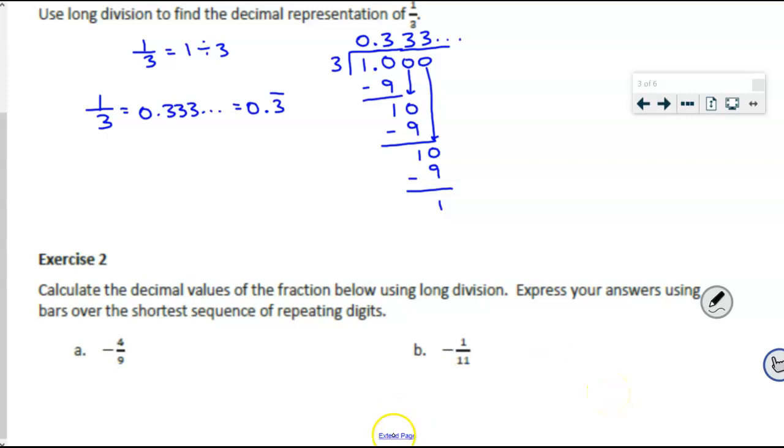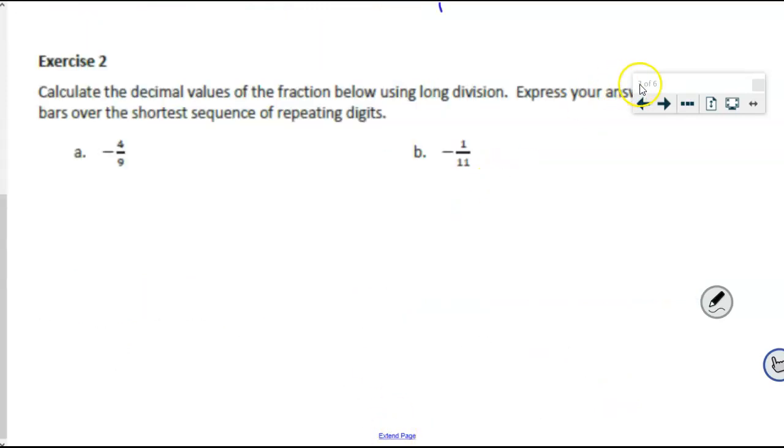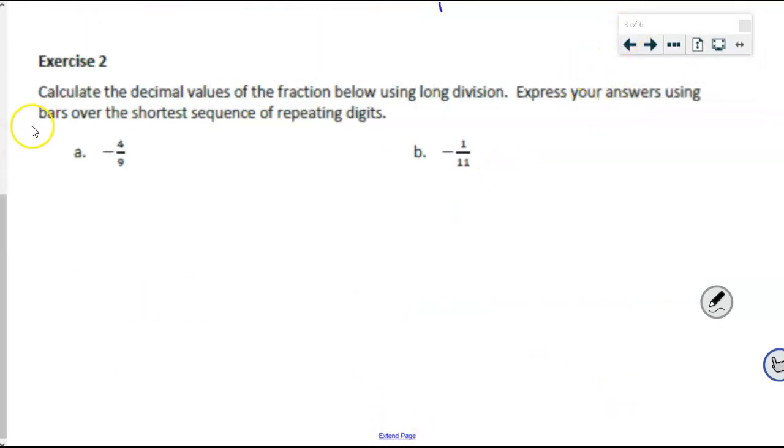And now, do you guys need my help? I don't think you need my help. Do what it says. Express your answers using bars over the shortest sequence of repeating digits. I'm going to see if you guys can figure out what that means. We're going to go over it in the video together after you give it a try. Pause the recording. Ready, set, go. All right, let's go through these.